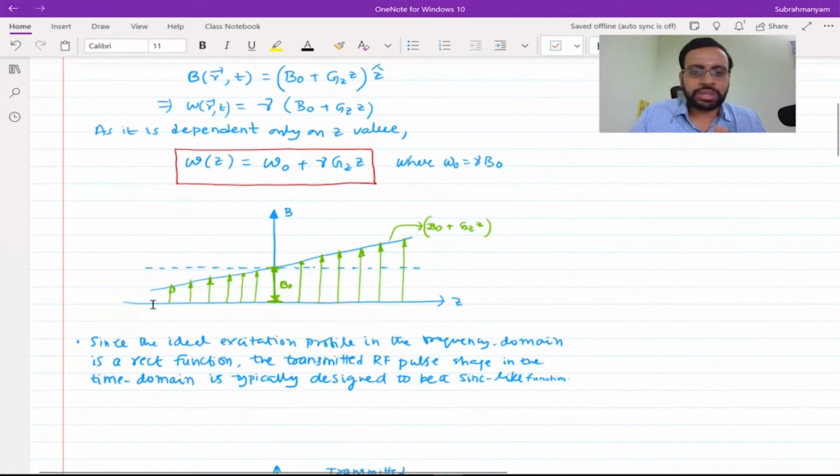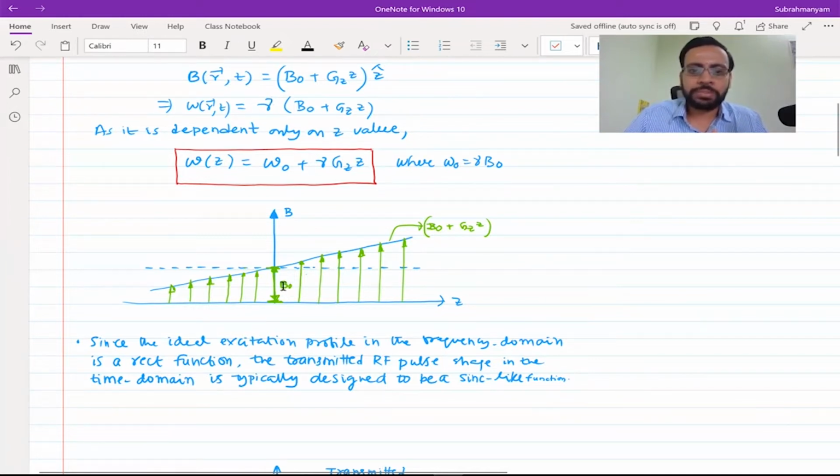So that's what is shown here. The first one, for example, I'm showing here. I could have shown a similar graph for omega naught also, just that anyway, omega and B differ by just a constant multiplication factor.